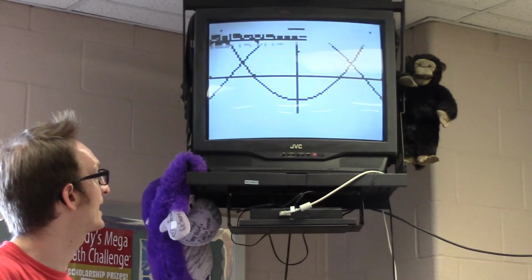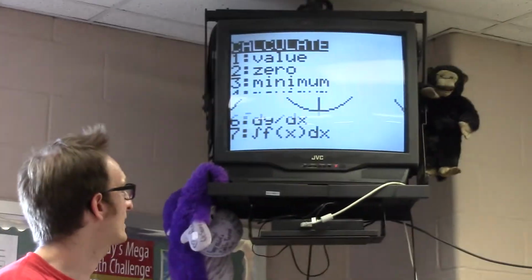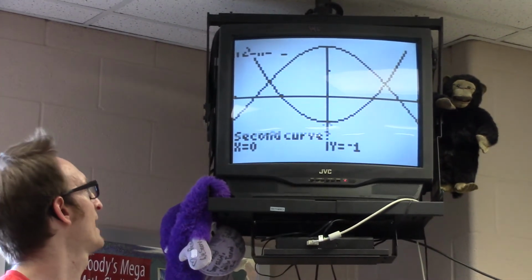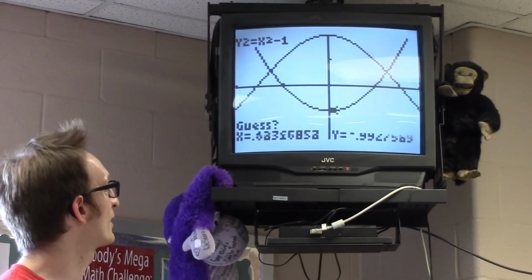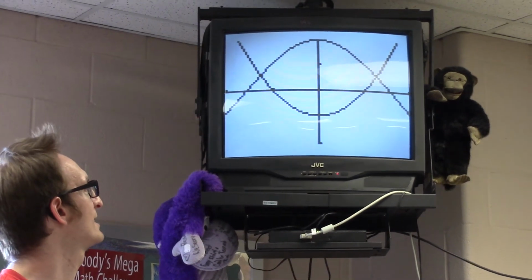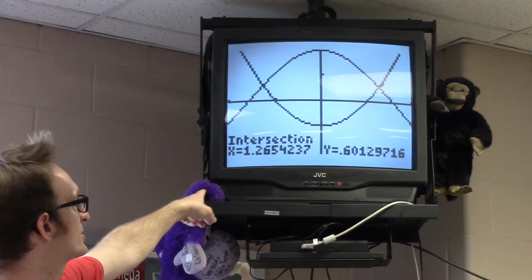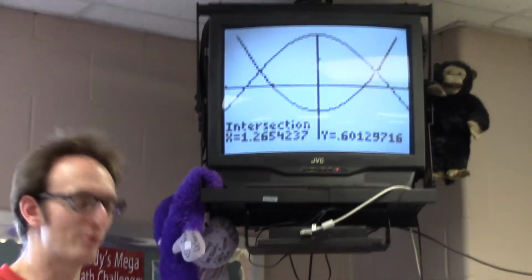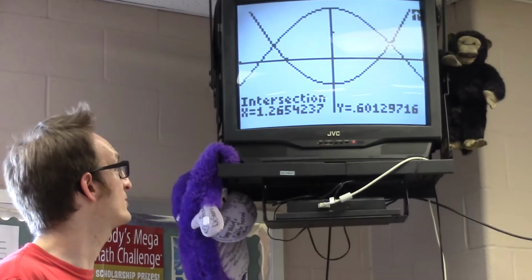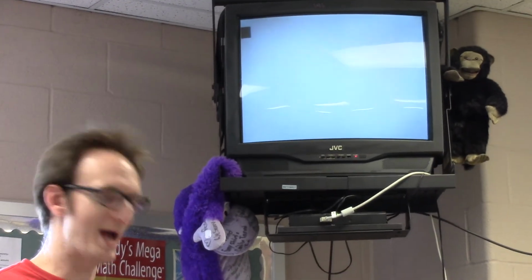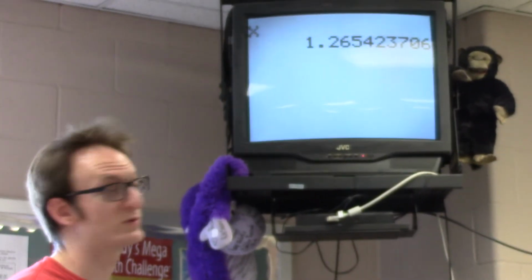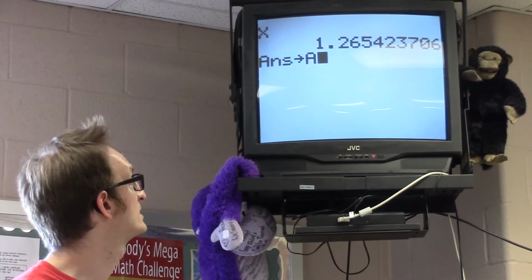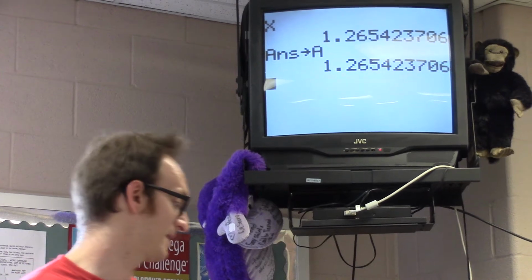So you do that thing: second calc, intersect, and it asks which curves would you like to intersect. Yeah, that one. Then scoot that over a little bit towards that point of intersection, hit enter, and it's going to find that point of intersection. The intersection is 1.265, but we don't do any intermediate rounding, so the immediate thing we have to do after that is quit out, type x on the home screen, and store it under a particular variable, like let's say A.